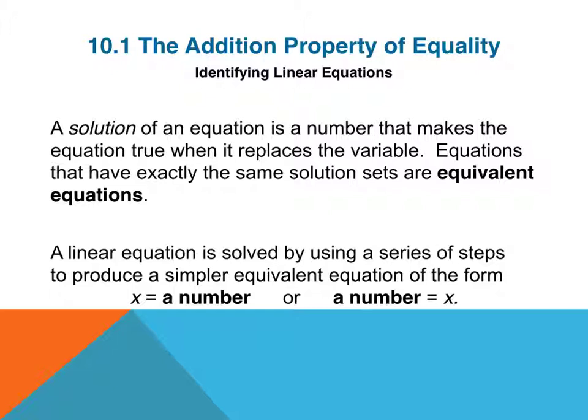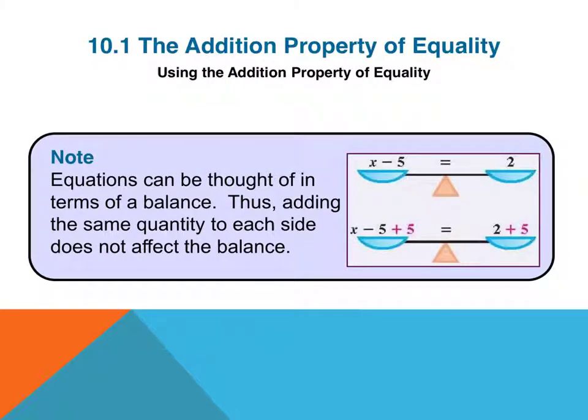A linear equation is solved by using a series of steps to produce a simpler equivalent equation of the form x equals a number or a number equals x. Equations can be thought of in terms of a balance. Adding the same quantity to each side of a balance doesn't affect the balance.